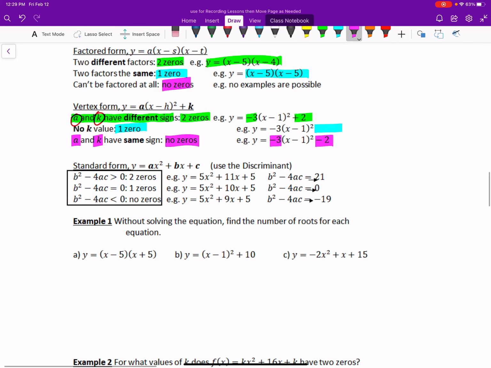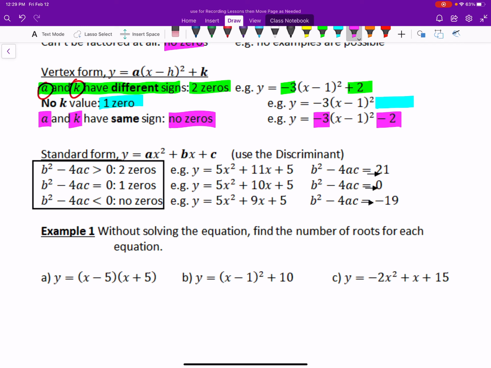Finally, we have standard form. And in standard form, we want to use something called the discriminant. That's the part that you can find under the square root in the quadratic formula. So, b squared minus 4ac, right? If we can take the square root of b squared minus 4ac, then when we add it and subtract it, again, we're going to get two different solutions, and we're going to get 2 zeros.